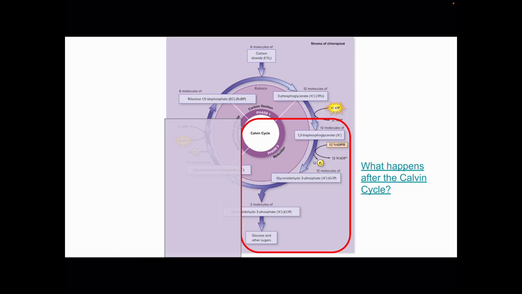The next phase is we're going to be using up ATP that we made during the light reactions to modify that 3-carbon molecule into this thing called glyceraldehyde 3-phosphate, G3P, and that is going to go into other biochemical pathways in order to become glucose and other sugars that the plant needs.